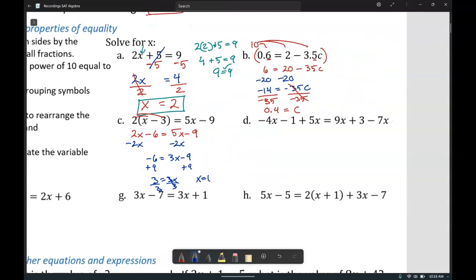For question D, we can combine like terms. On the left side, we have negative 4x plus 5x, which just gives us x. And on the right, we have 9x and negative 7, which gives us 2x. Then we can go ahead and use our addition property. We'll subtract x from both sides to move it to the right. We'll subtract 3 from both sides to move it to the left. And that way we end up with negative 4 on one side and x on the other. And now we have our solution.